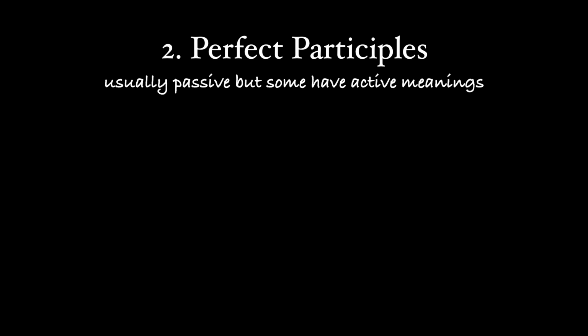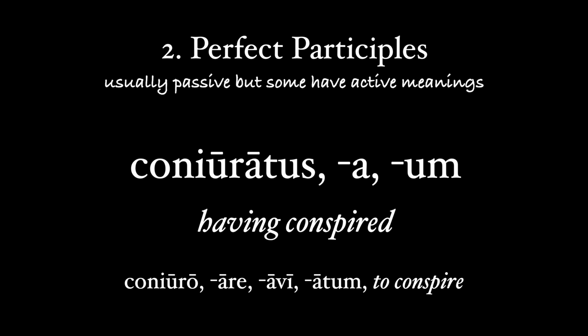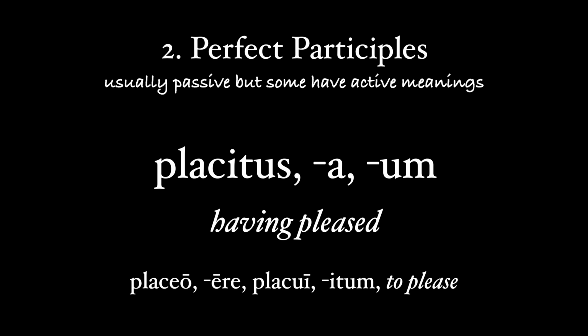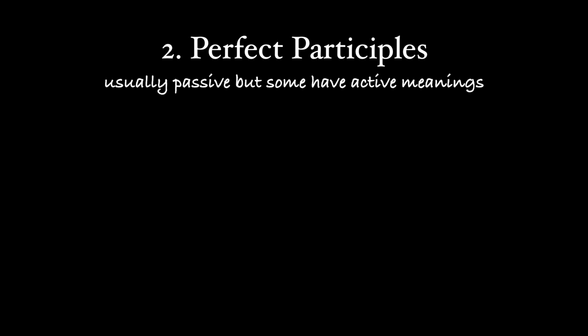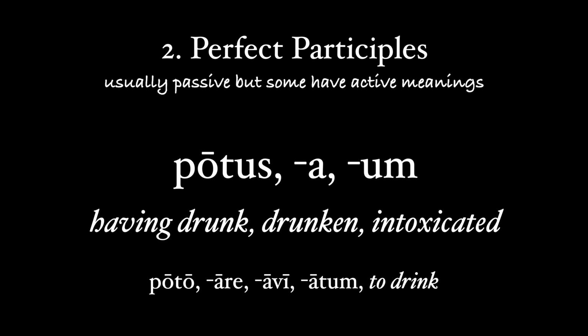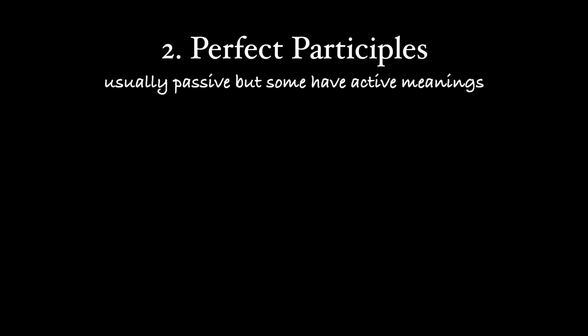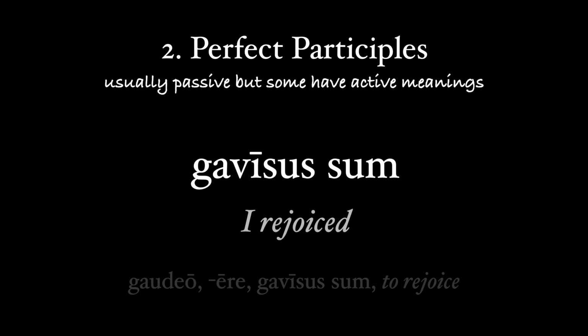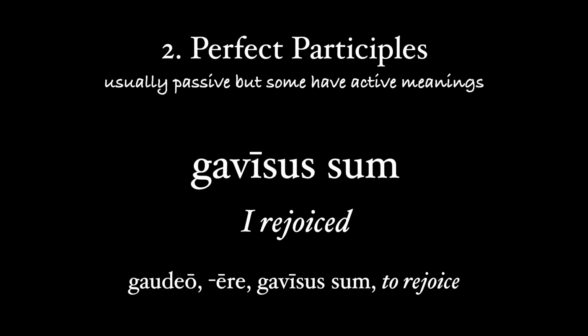There are also several perfect participles, which are usually passive in Latin, from regular verbs that have an active meaning, like conjuratus, which means having conspired, and the noun conjurati refers to conspirators, literally those having conspired. Placatus means having pleased rather than having been pleased. Potus means having drunk, drunken, or intoxicated. And it's from these that we get the so-called semi-deponent verbs, where ausus sum means I dared rather than I was dared, and gavisus sum, I rejoiced, active, even though it looks passive, among others.